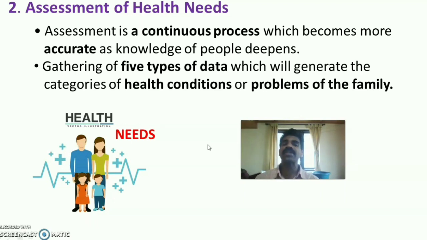Then assessment of health needs includes the gathering of 5 different types of data. These data will generate the categories of health conditions, health problems and health needs of the family. So assessment of health needs includes a collection of 5 different types of data that helps to understand the health conditions and health problems of the family members. Let us see what are the 5 types of data that could be gathered during assessment of health needs.